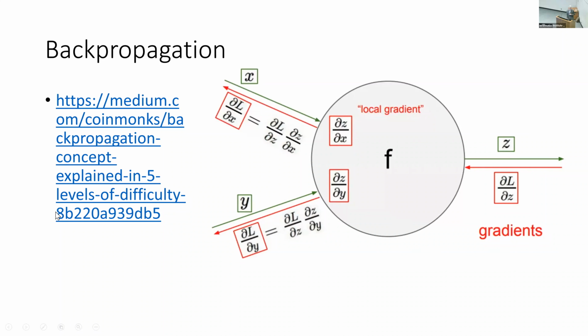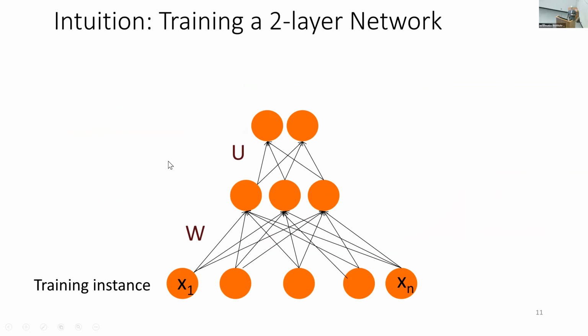So this is not a bad link. This explains backpropagation, like 5 levels of difficulty. But when you think of gradient, for people that know calculus, it's just a vector of partial derivatives. And because we're going to have a large number of neurons, it's going to be basically a huge matrix of all these partial derivatives. So this is sort of the intuition of it.